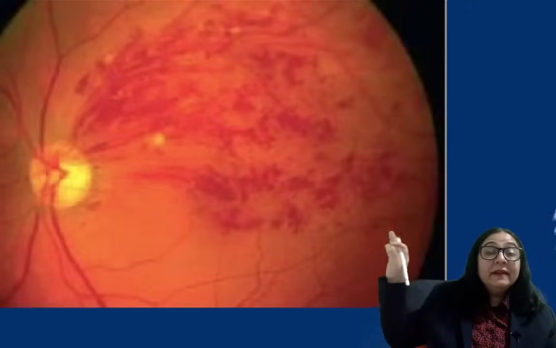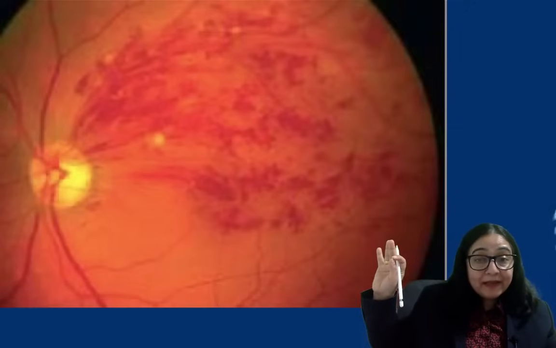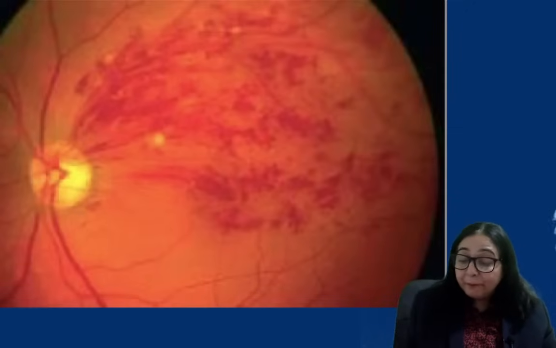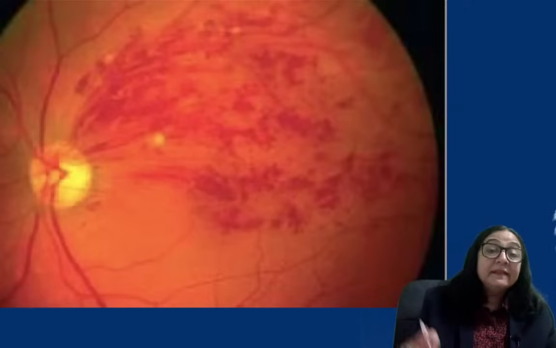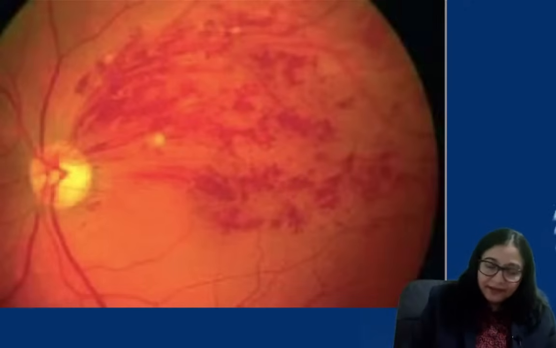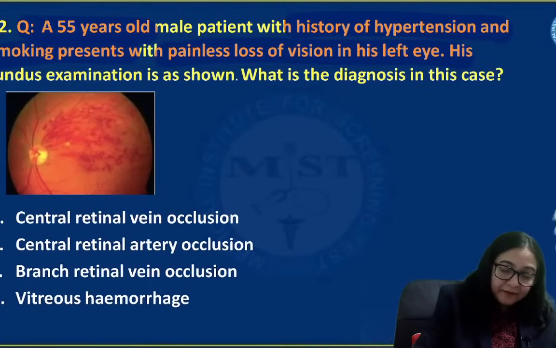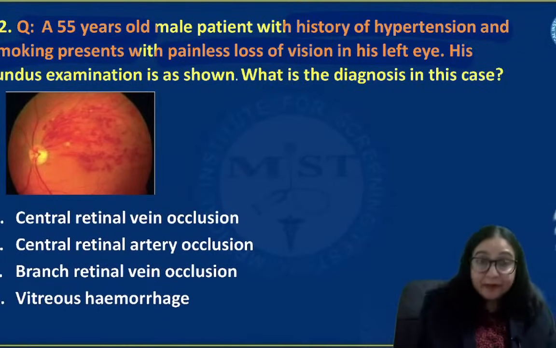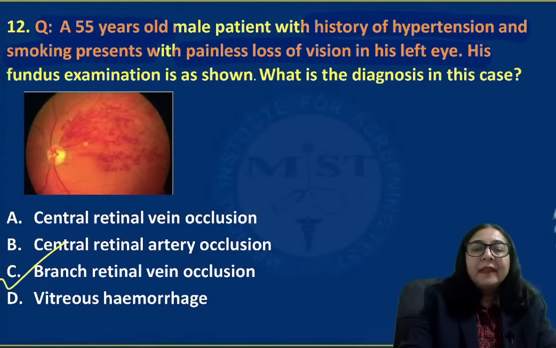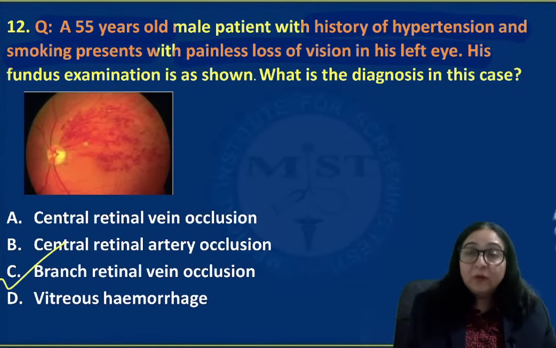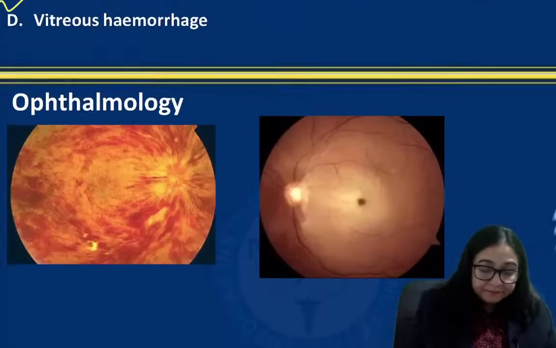Because there is macular edema in these cases and hemorrhages in the macular area, that will cause a painless loss of vision. Good, right? So this is not a CRVO. Let us see what CRVO looks like now. So the answer here, my dear friends, is branch retinal vein occlusion, your choice C. And let us now move on to how the other conditions look like. Let me take you through that.